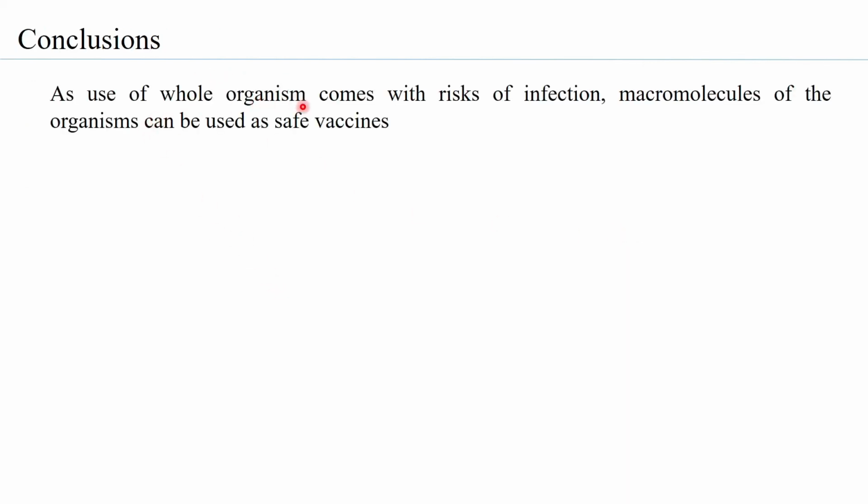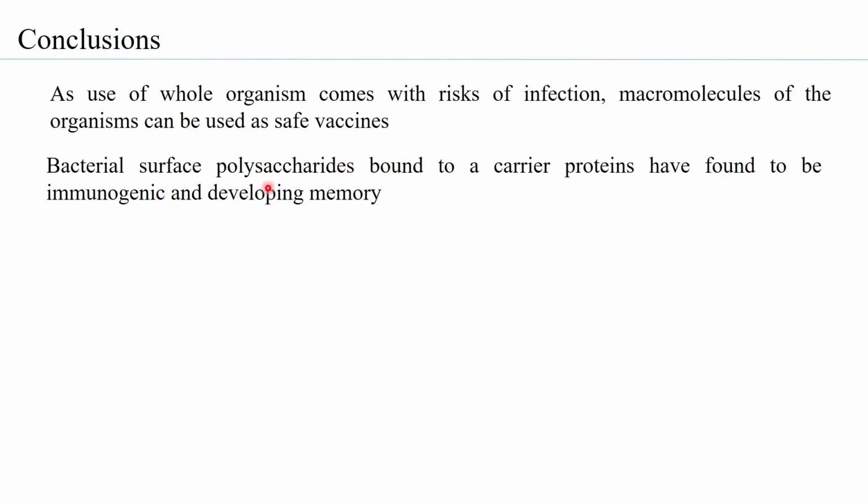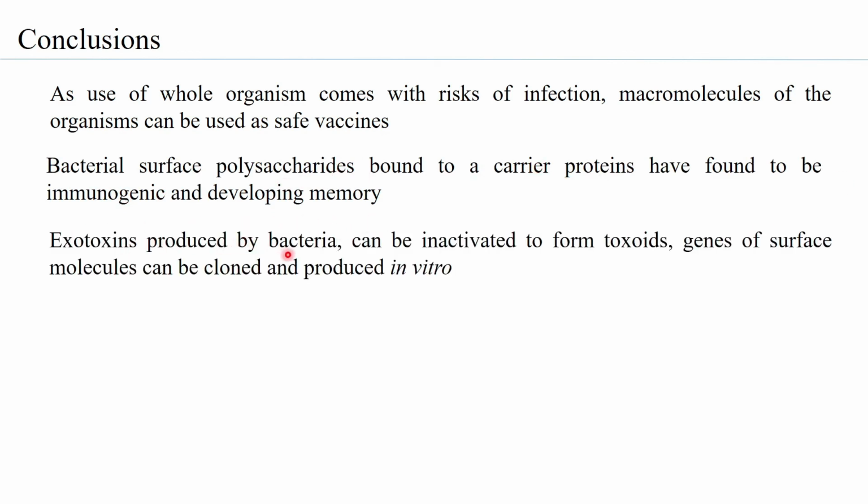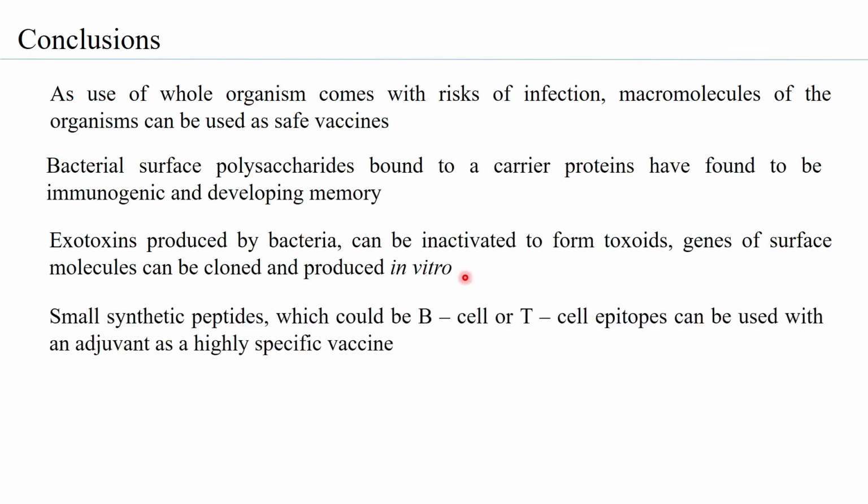As use of whole organism comes with risks of infection, macromolecules of the organisms can be used as safe vaccines. Bacterial surface polysaccharides bound to carrier proteins have been found to be immunogenic and also develop memory. Exotoxins produced by bacteria can be inactivated to form toxoids. Genes of surface molecules can be cloned and produced in vitro, and those products can be used as vaccines.